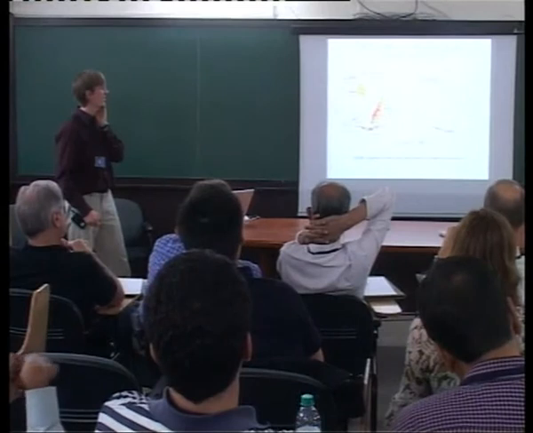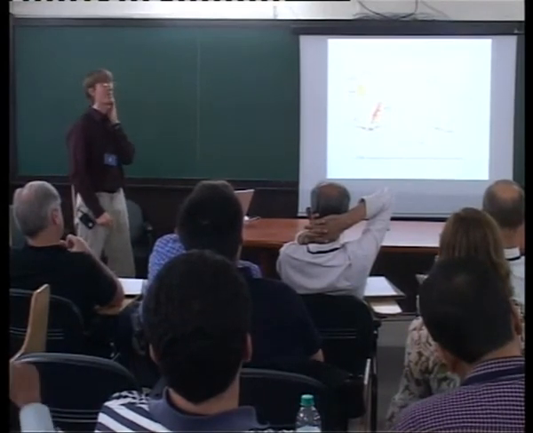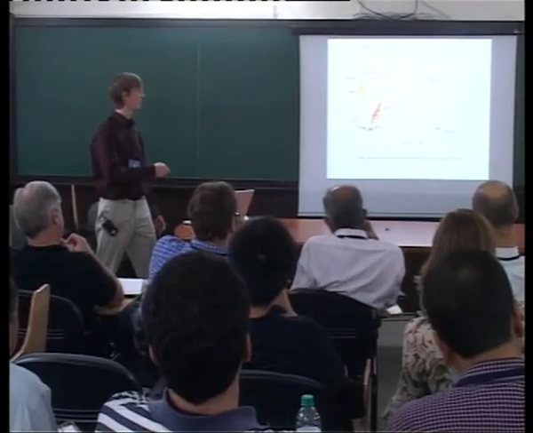So just to illustrate how tropical convective variability is lacking in some GCMs, this is a plot like Boulem had showed of observational spectral power with a background spectrum removed. And this is a typical example from 2006 of that type of statistic in the GCM. So the main point is that GCMs tend to not have quite the right variability for tropical convection, and it'd be an important step to try to increase that variability and make it look more like this.